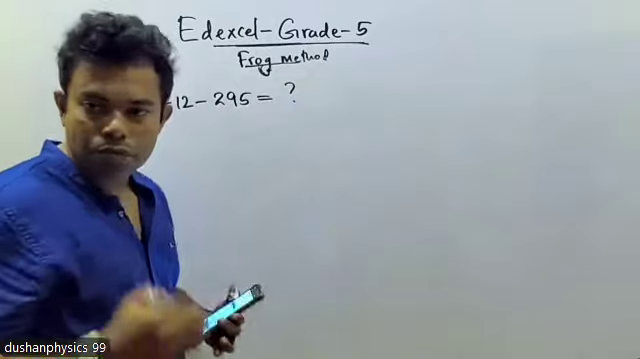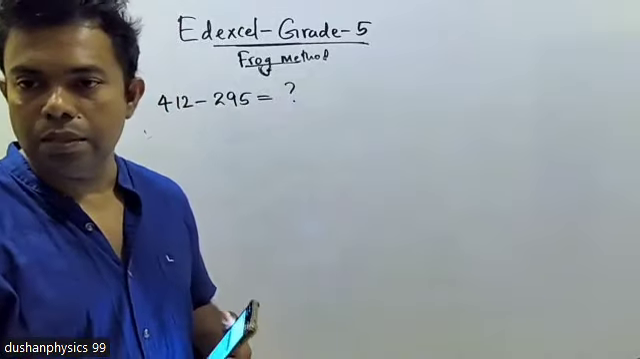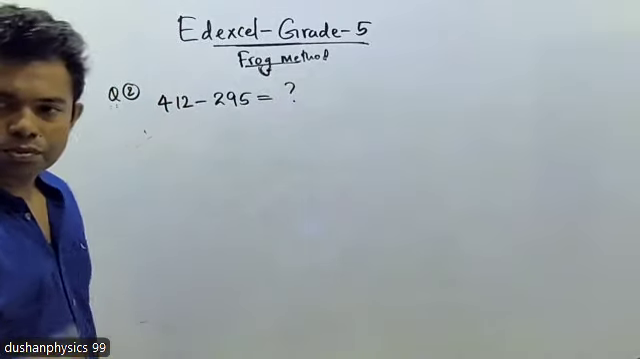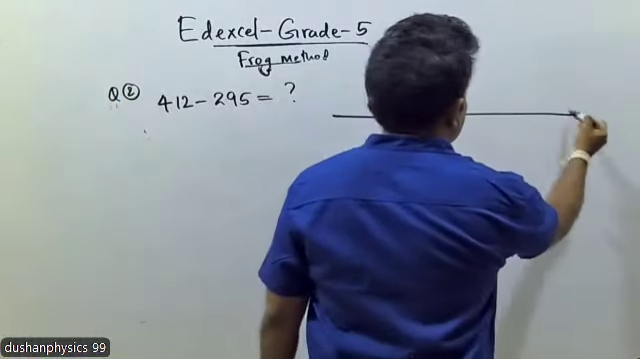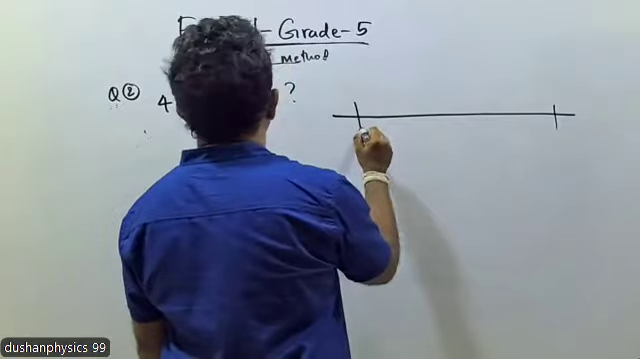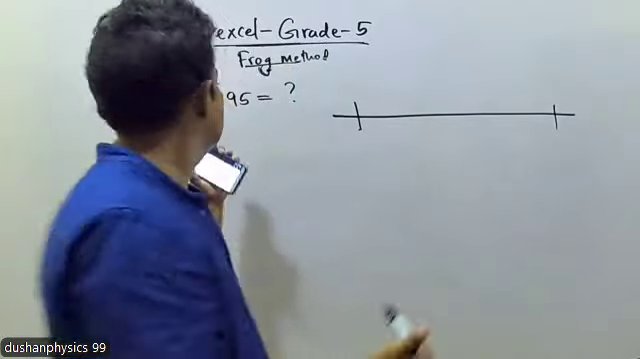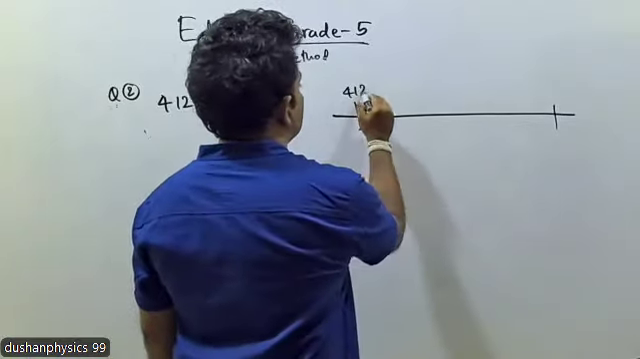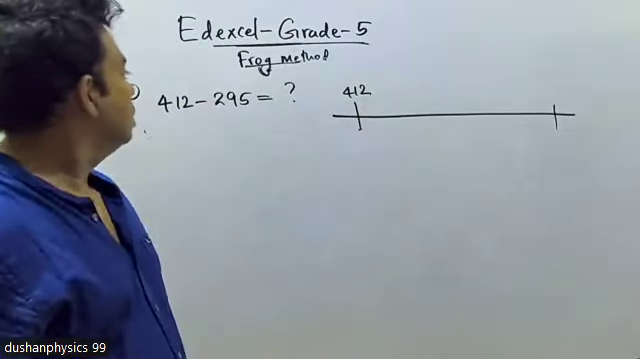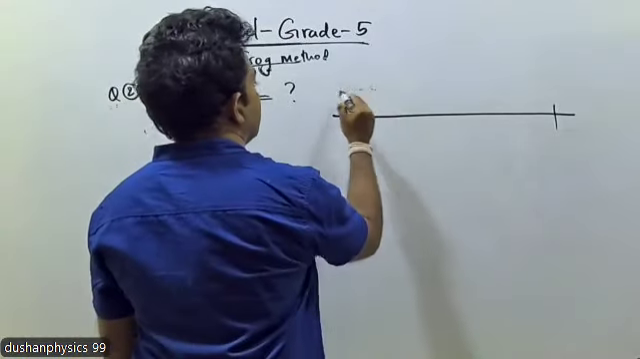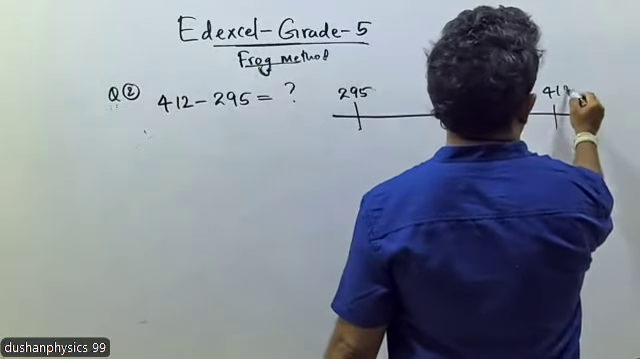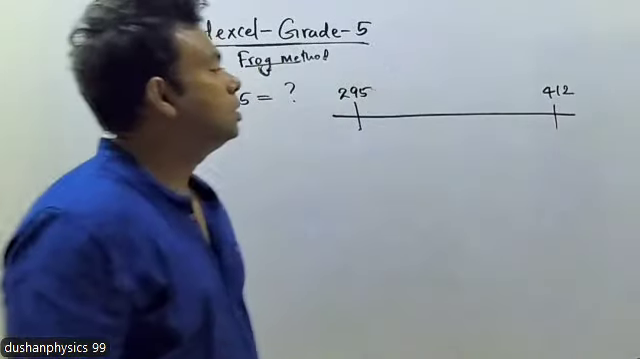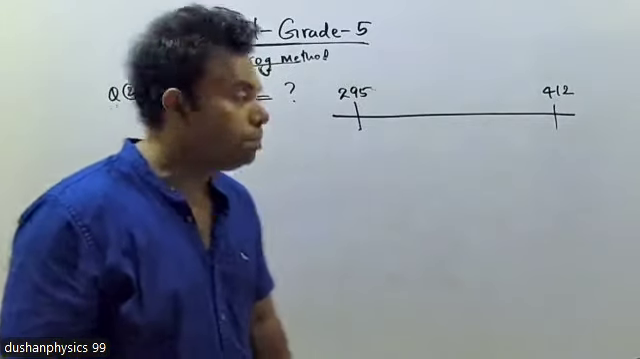They're asking, when you subtract, what is the answer? It's called easy, right? You know what the first step is. What is the first step? Think. Write the smallest number on your left-hand side. That should be 295, and the big number over here, 412. Then what is my next step?